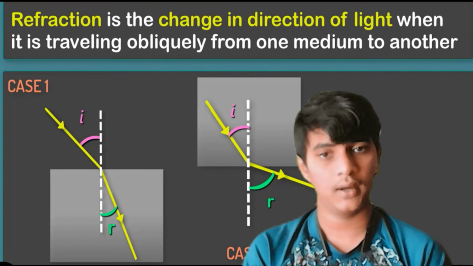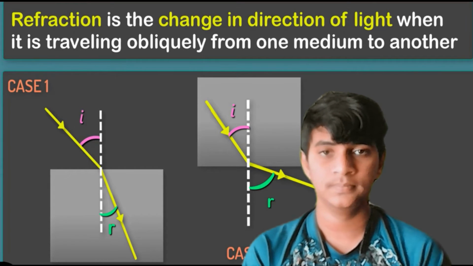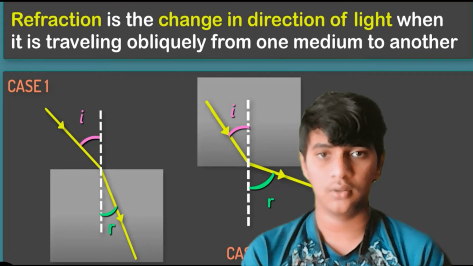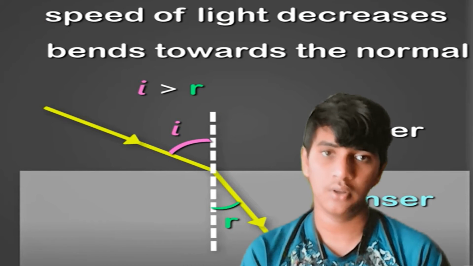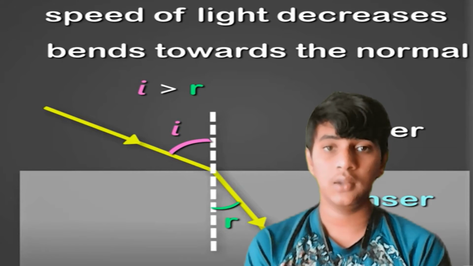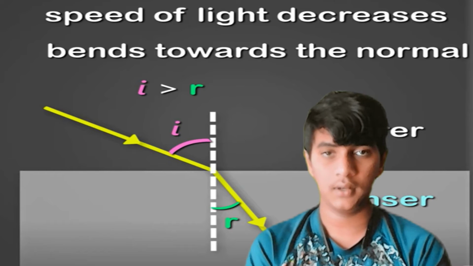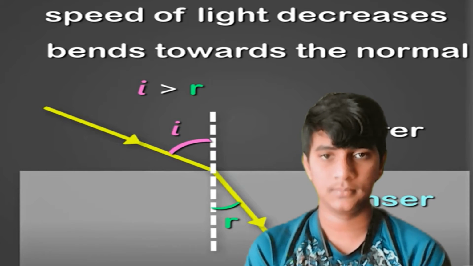Refraction is a change in direction of light when it travels obliquely from one medium to another. We are going to see two cases. First case, when the light goes from a rarer medium to a denser medium, it bends towards the normal. In this, you may observe that the angle of incidence is greater than the angle of refraction.